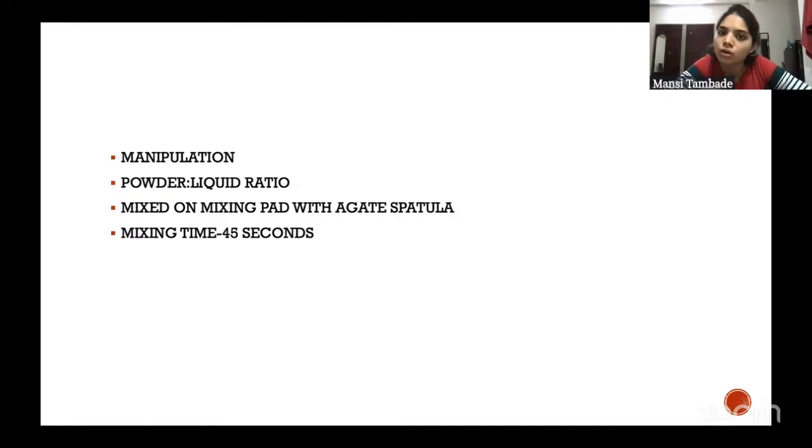The cement will not stick to this. So it is important that you use an agate spatula for mixing GIC. It can be one of your viva questions in the exam. So definitely you should remember why we're using a mixing pad and agate spatula. The mixing time for this is 45 seconds.